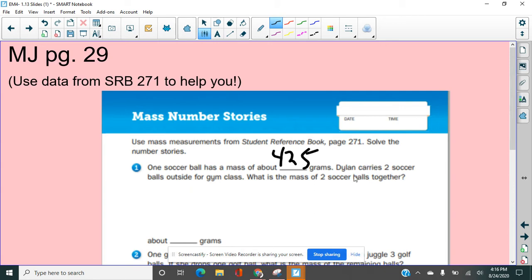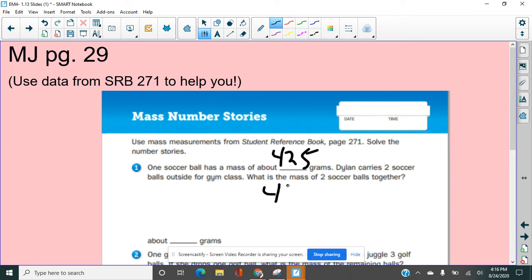Dylan carries 2 soccer balls outside for gym class. What is the mass of 2 soccer balls together? What if you put 2 soccer balls together? How much would that be? Well, we'd have 2 groups of 425. Oh, that's a lot of adding.